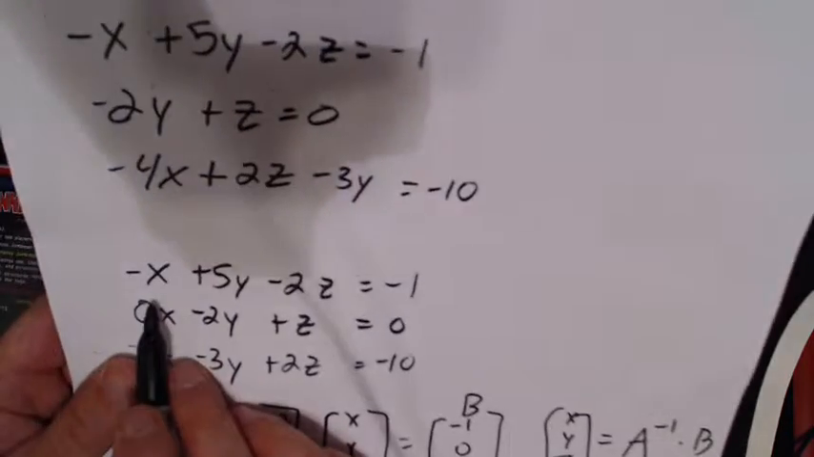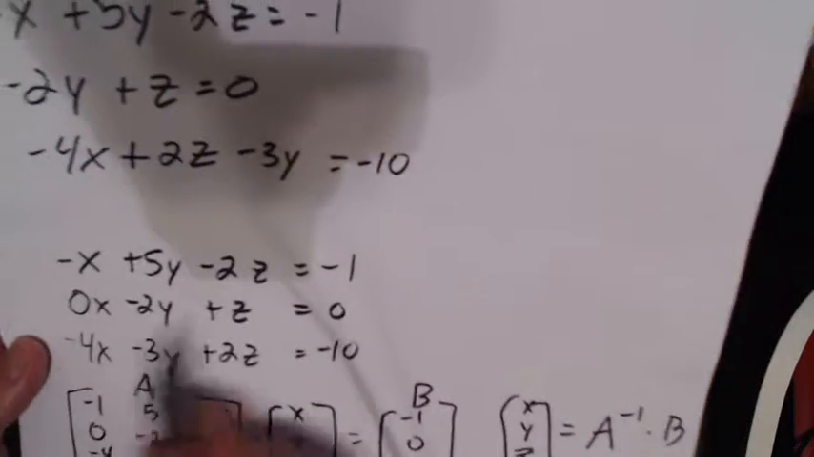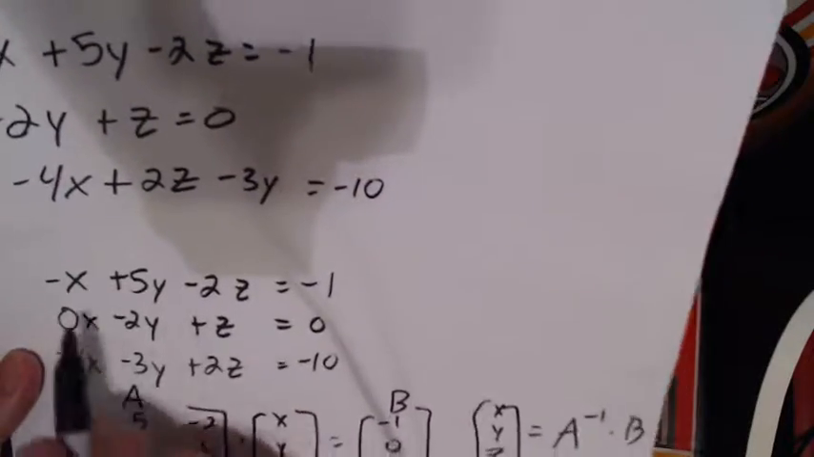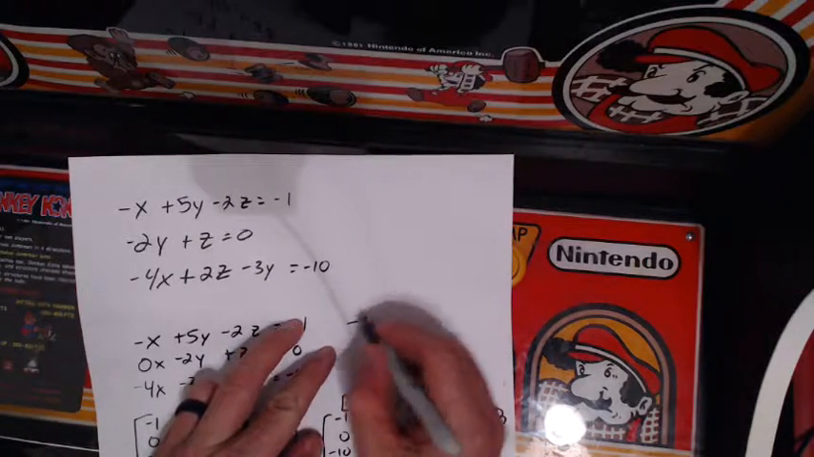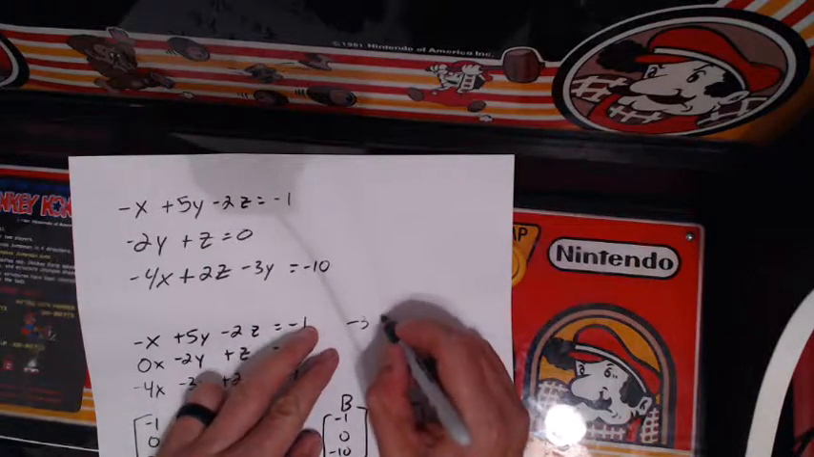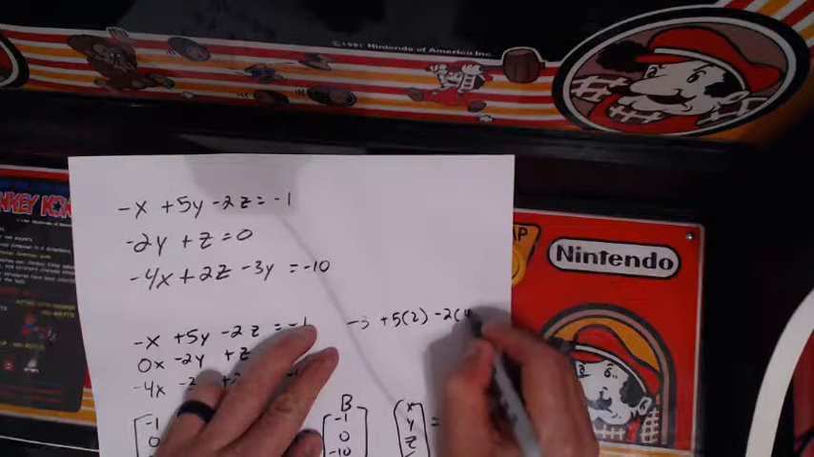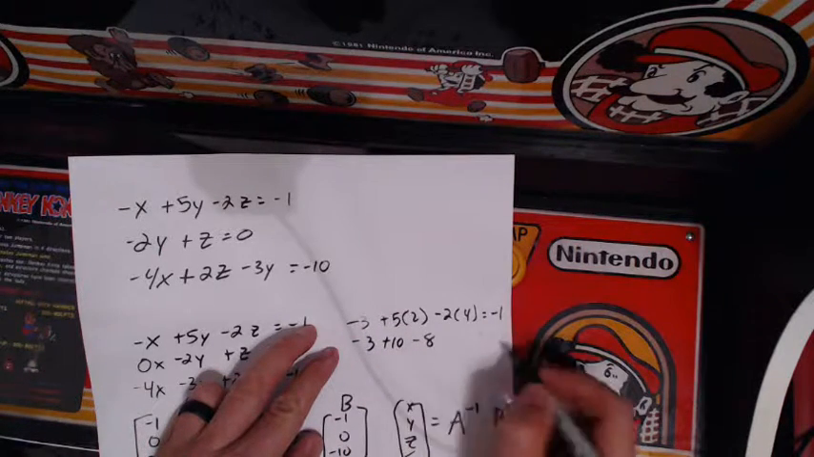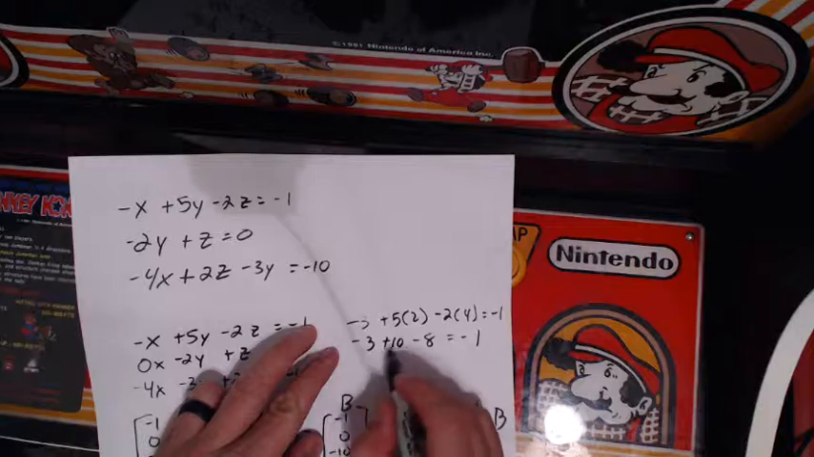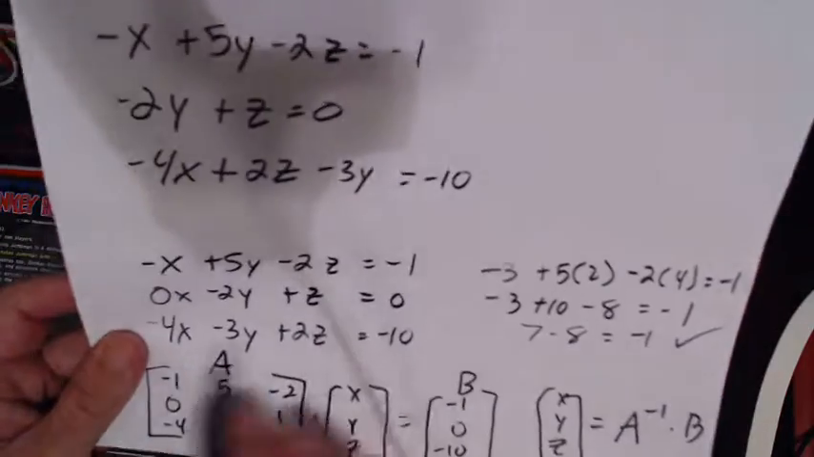I'll bet you anything, if I put a 3, a 2, and a 4 into any of these equations, it would satisfy all of them. So I'll just show you in the first one. Watch this. If I put a 3 in, so -3 plus 5 times 2 minus 2 times 4, that should equal -1. So -3 plus 10 minus 8 equals -1. That's a 7 minus 8 equals -1. That's true, and you could check it for all three equations.